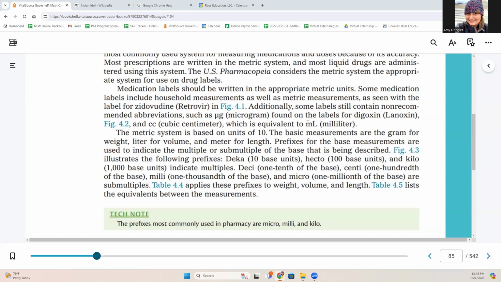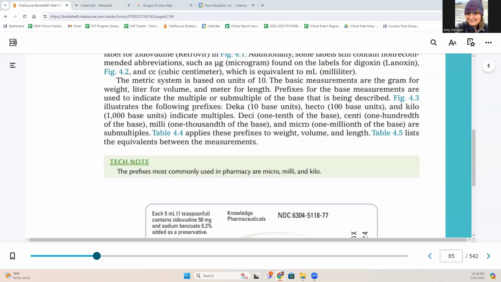The metric system is based on units of 10. The basic measurements are the gram for weight, liter for volume, and meter for length. Prefixes for that base measurement are used to indicate the multiple or submultiple of the bases that is being described.